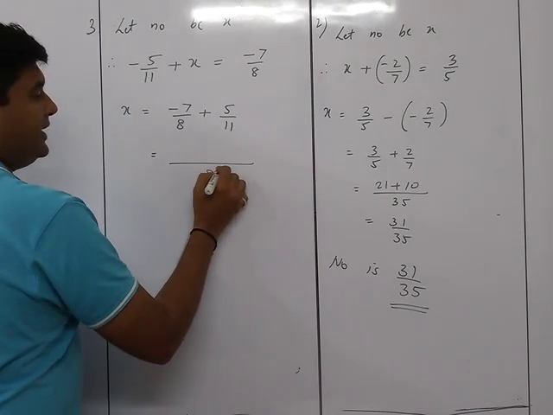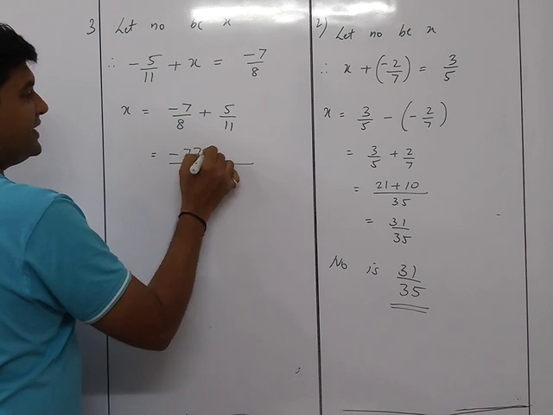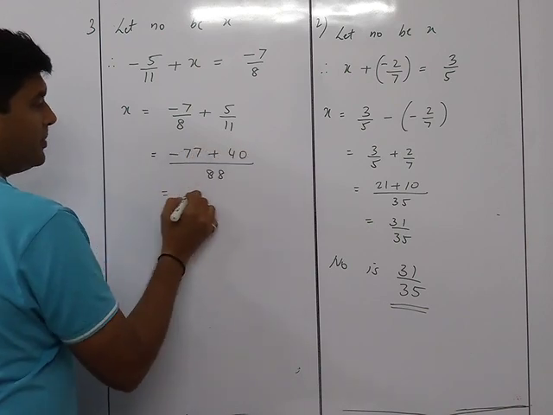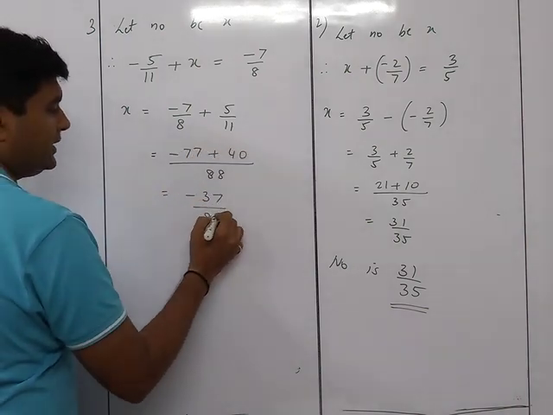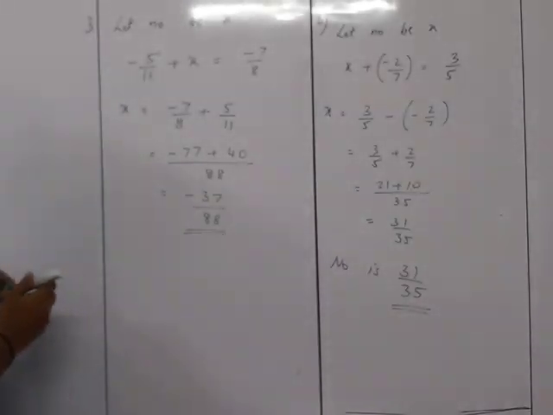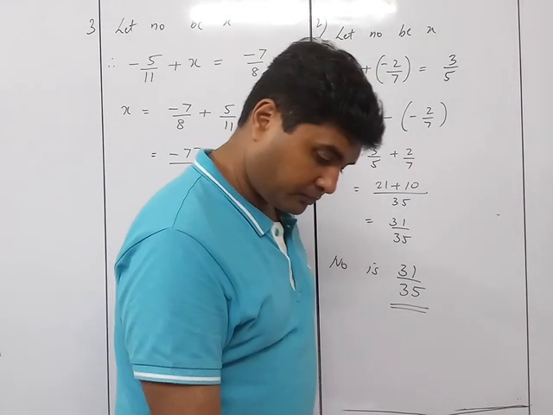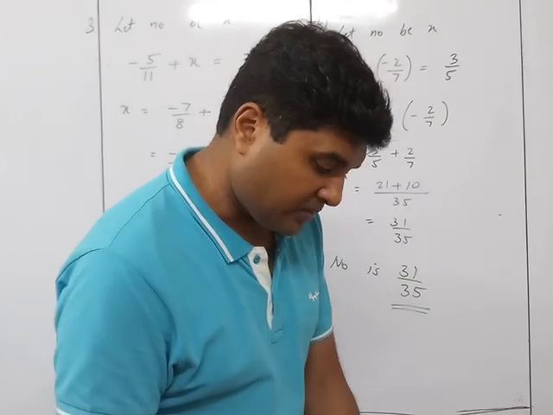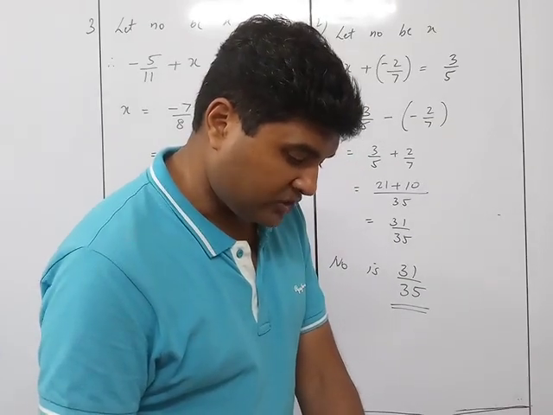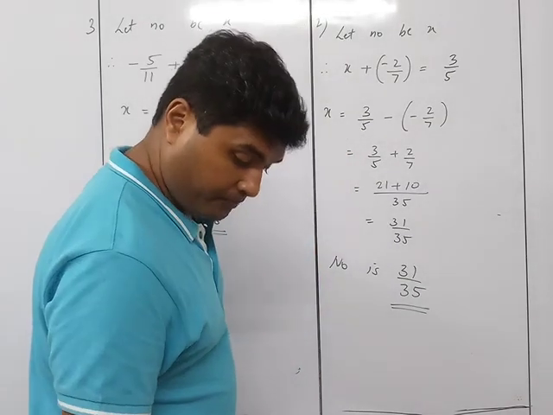Here LCM is again 88. This becomes minus 77 plus 40. So this will be minus 37 upon 88 as my answer to question number 3. So we are done with question number 3. Now we come to question number 4.